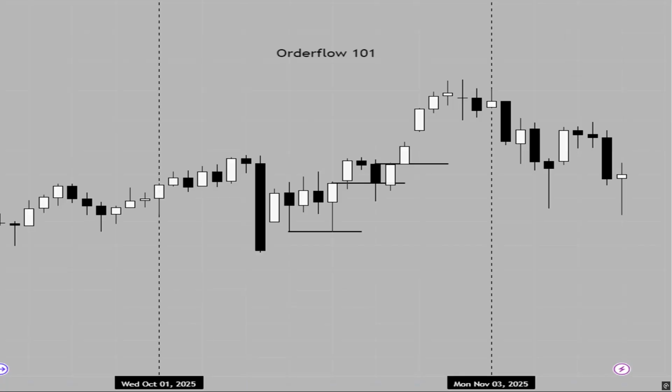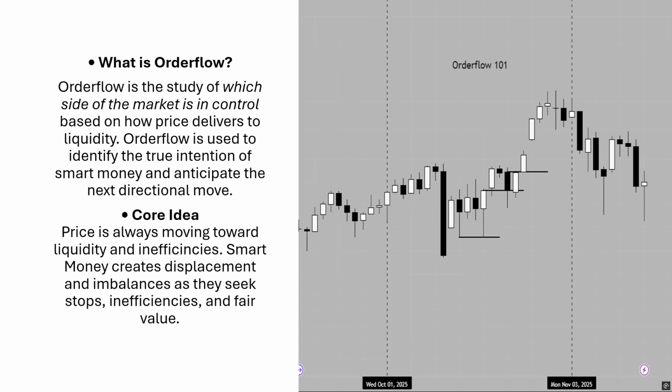Secrets to Orderflow. In this lecture, I'll be talking about what Orderflow is, how we can determine Orderflow with the help of PD arrays. First, what is Orderflow?